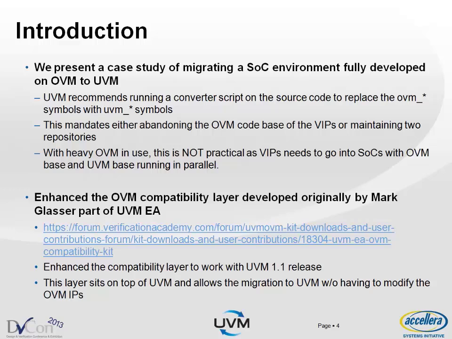As everybody knows, and I think the first speaker also hinted at this, UVM recommends that you run a converter script on the source code to replace your OVM start symbols with UVM start symbols. There's a script available today. You can just run it and it converts most of the O to U for you. But that's not enough. You still have to do a lot of work, especially if you're borrowing a lot of legacy code. It depends on your use model, but I guarantee you're going to run into tons of issues that you have to deal with.